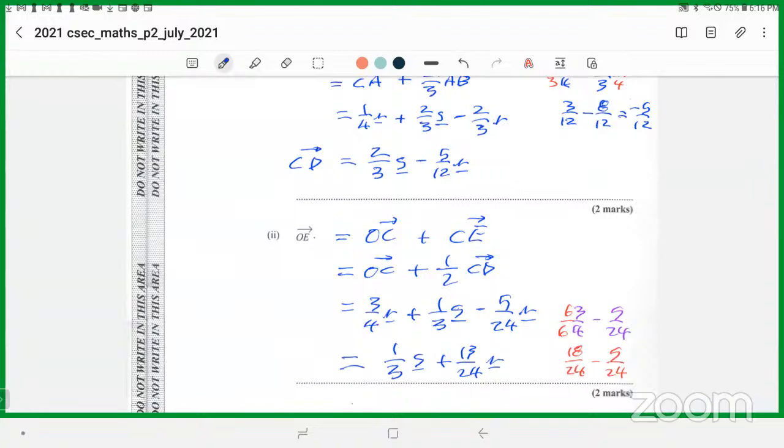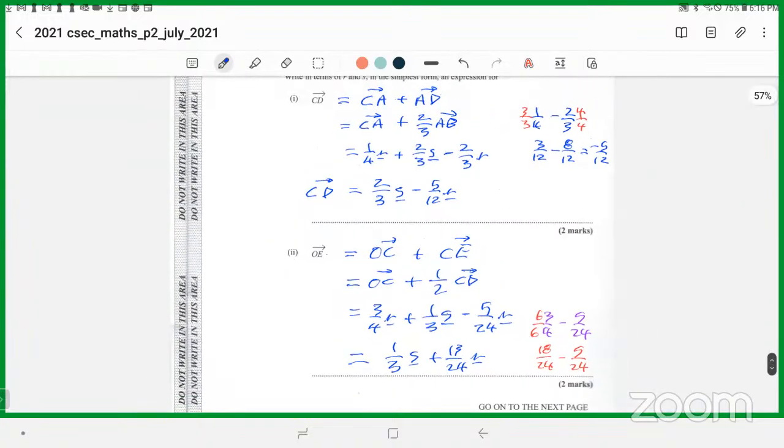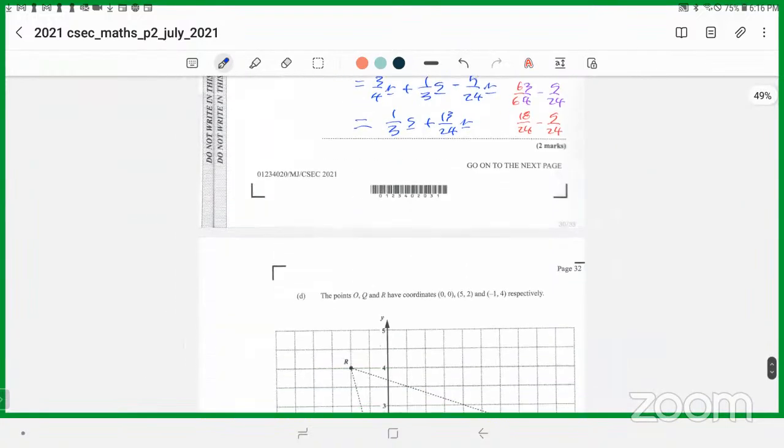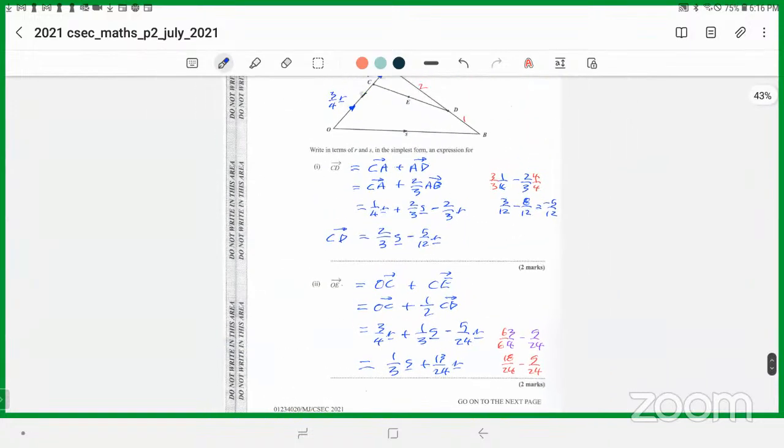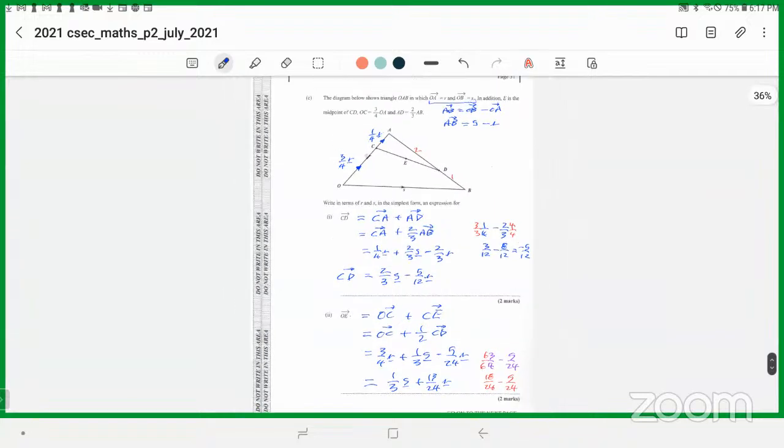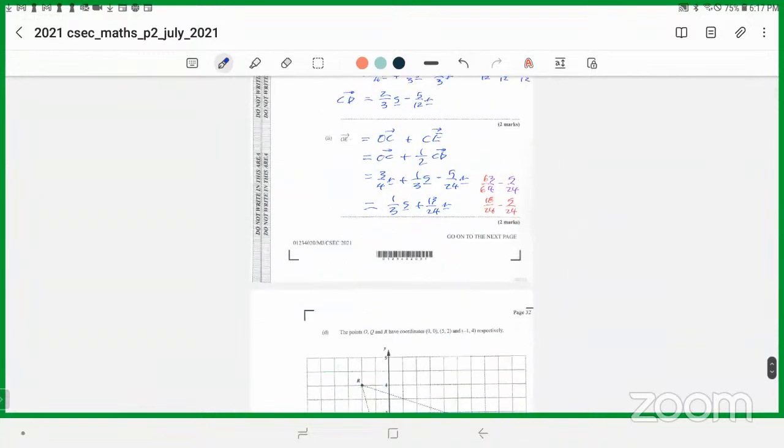Another nice question. They don't ask us to do anything else. Another vectors question here. So good. Everybody okay with this one before we move on? Yes. All right, let's look at the next one now.